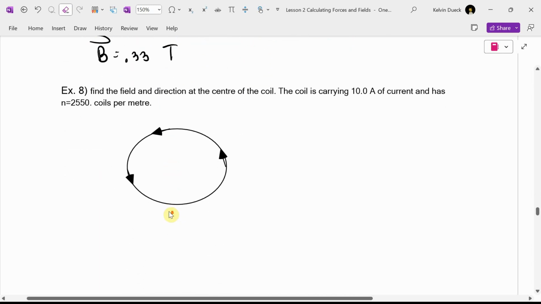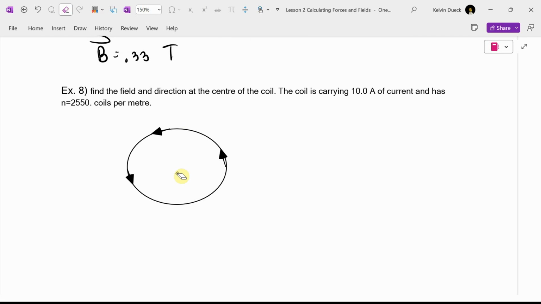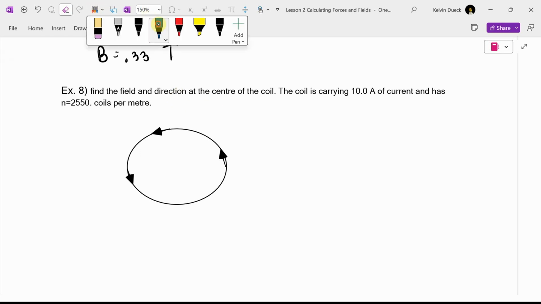Okay. Example 8. This was my attempt at a 3D drawing, which I'm terrible at in Word. We're looking down the solenoid like a telescope. In other words, don't draw this in, but the solenoid kind of extends into the page. I just couldn't get that to work very well. So we're looking down the solenoid. It says find the field, magnitude, and direction at the center of the coil. Well, first let's find the magnitude.